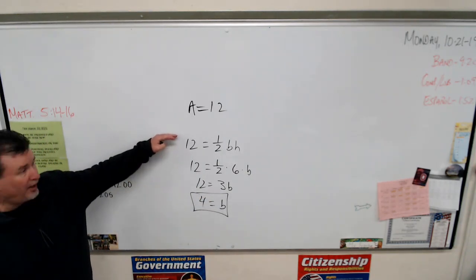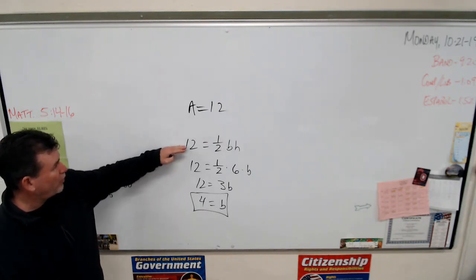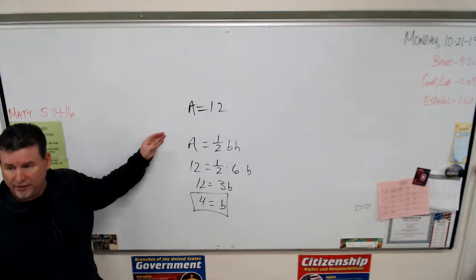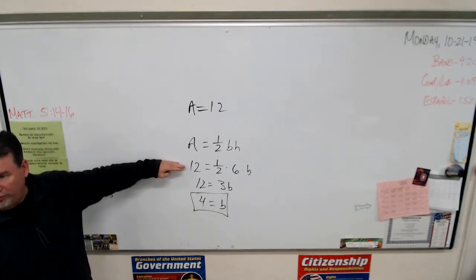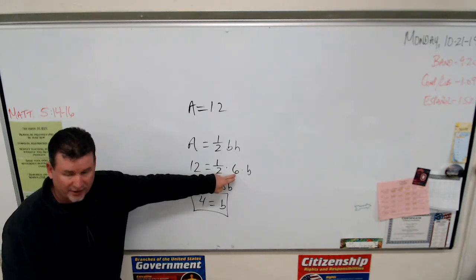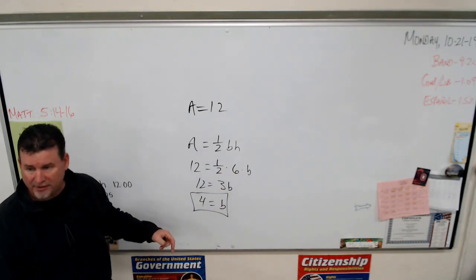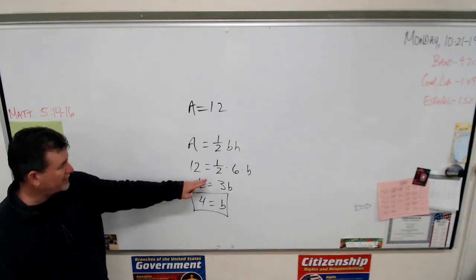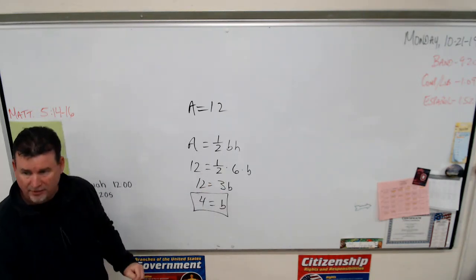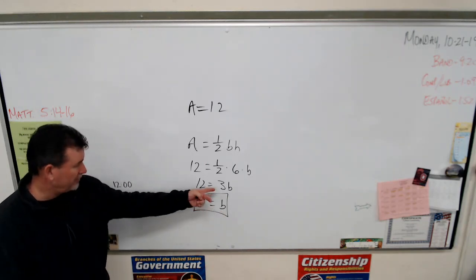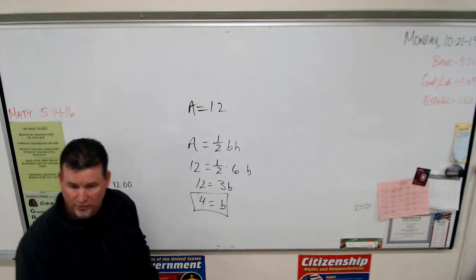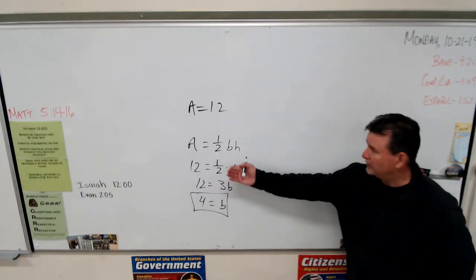The area of a triangle is 1/2 base times height. They gave us the area, 12. So 12 is 1/2 times 6, the height, times b, which is still the base. What's half of 6? 3 times the base. What's the base then? Divide by 3, you get 4. Need to walk through that again? No. This is the formula.